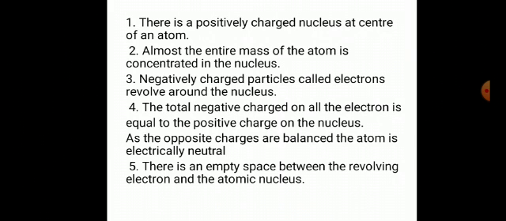So these are the postulates given by Ernest Rutherford regarding the structure of an atom. Positively charged nucleus must be there in the center. The electrons are revolving around the nucleus. Then there must be empty space between the revolving electrons and the atomic nucleus. Nucleus is positively charged, electrons are negatively charged, and these two charges are balanced and therefore the atom is electrically neutral.